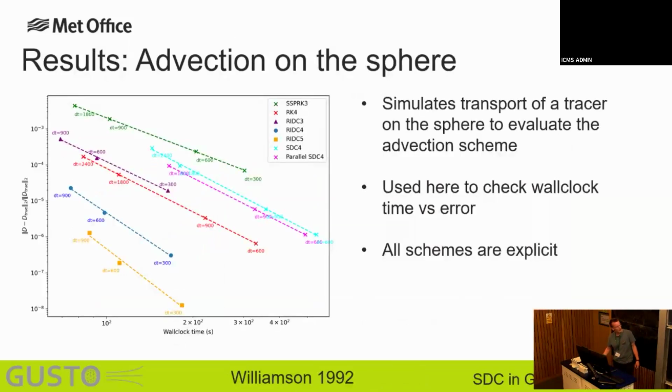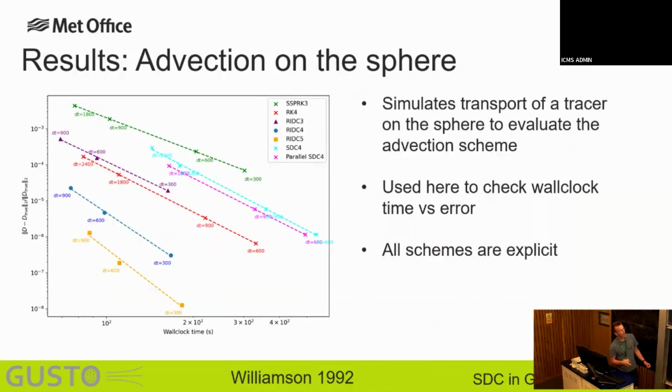The next test case is Williamson 1, if anyone knows Williamson 1. This is shallow water, but it's not actually shallow water, it's just advection. And here we're actually using parallel in time methods. It's essentially a Gaussian blob on the sphere, and it just gets advected around and back to the same point over a period of 12 days.